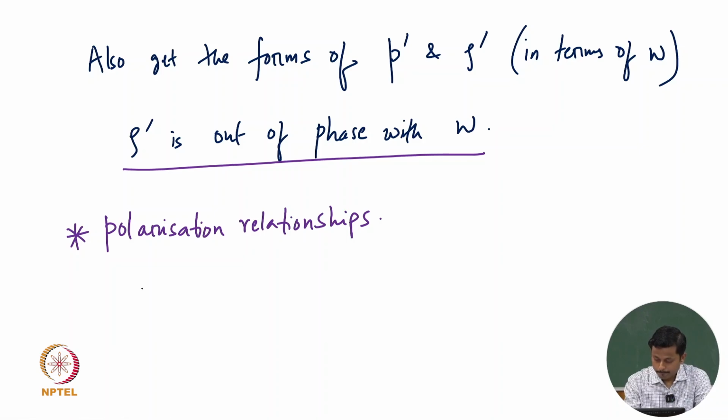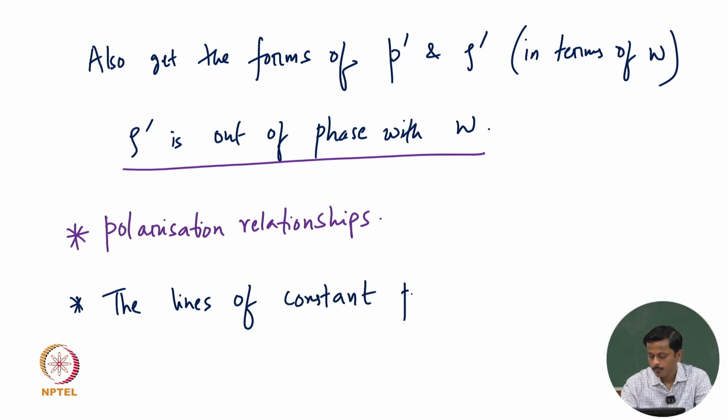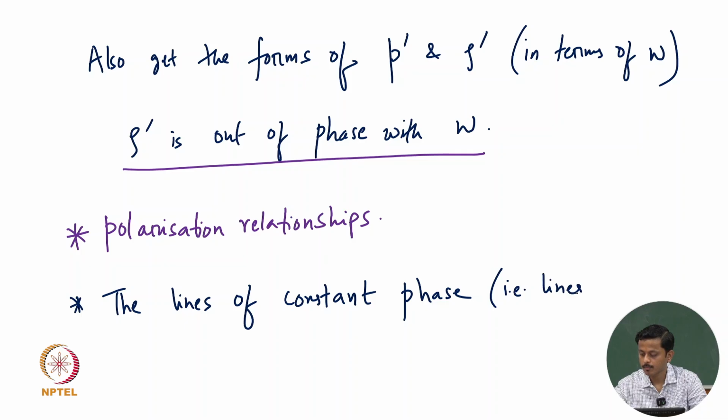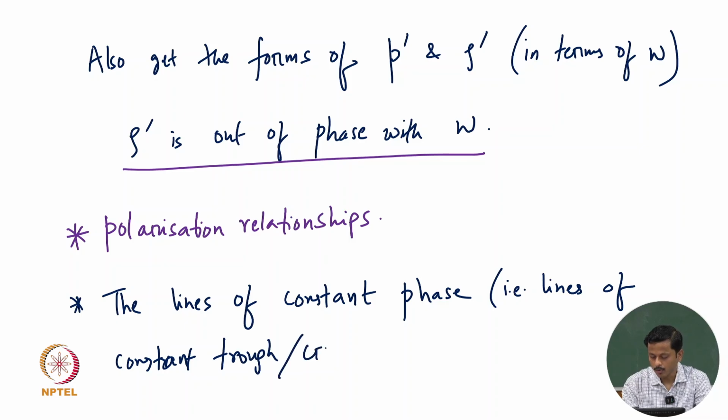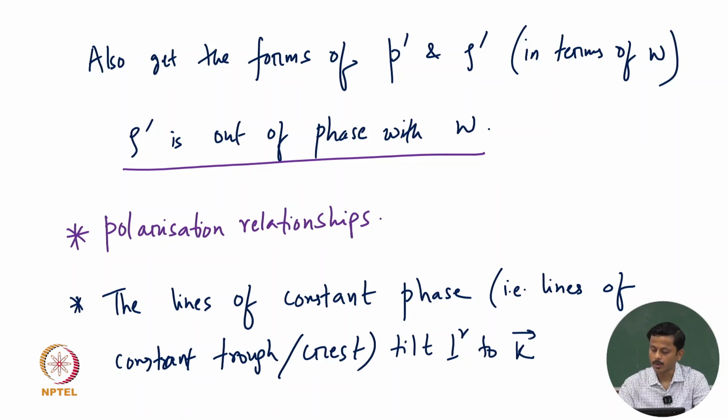Now, for internal waves, the lines of constant phase, that is, lines of constant trough or crest, tilt perpendicularly to the wave number vector.